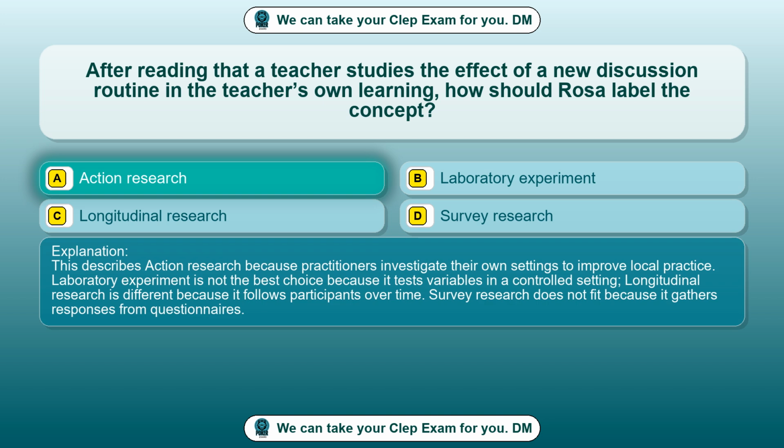This describes action research because practitioners investigate their own settings to improve local practice. Laboratory experiment is not the best choice because it tests variables in a controlled setting. Longitudinal research is different because it follows participants over time. Survey research does not fit because it gathers responses from questionnaires.